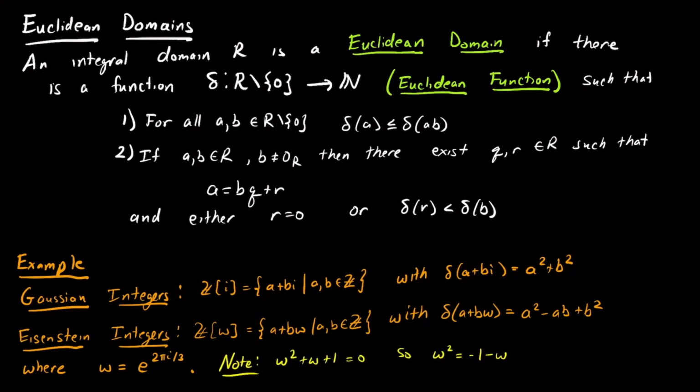Okay, and one thing I'll note here is, why is there no omega squared present? Well, one thing about primitive cube roots of unity is that omega squared plus omega plus 1 is equal to 0. So omega squared, anytime we encounter that, we can replace it with minus 1 minus omega. So these are 2 more examples of Euclidean domains. And again, we'll omit the proofs here because they're quite involved and they'll get their own videos.